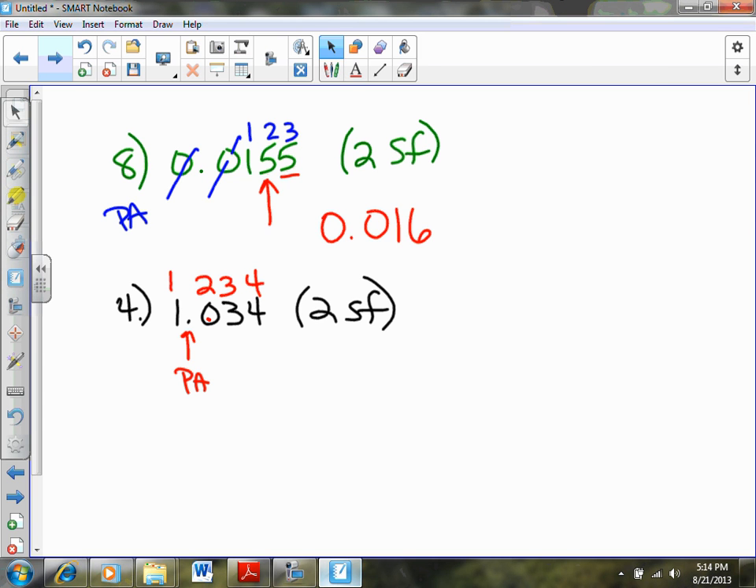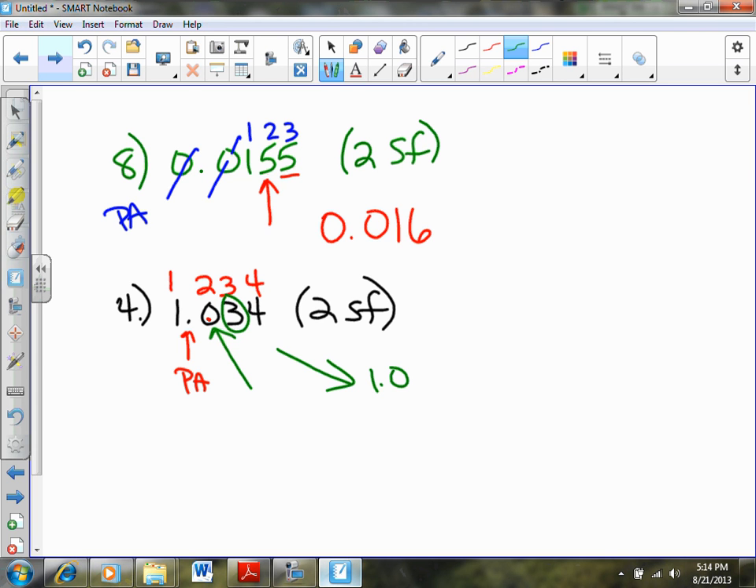I want to round it to 2 sig figs, which means I've got to round that digit right there. I have to round the 0. So is the 0 going to go up, or is the 0 going to stay the same? It's next to a 3, which means it's going to stay the same. Rounded, this number becomes 1.0. Okay? So hopefully this helps you.